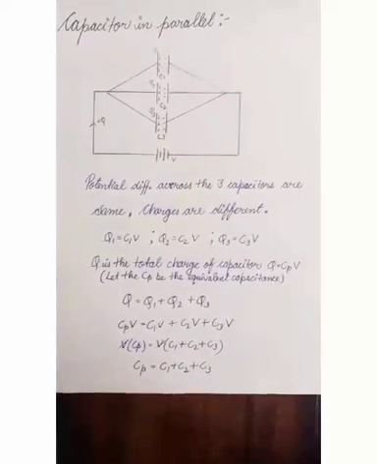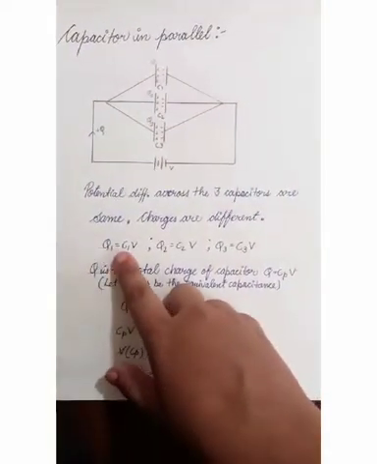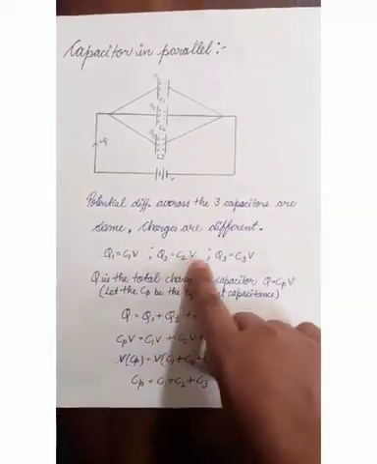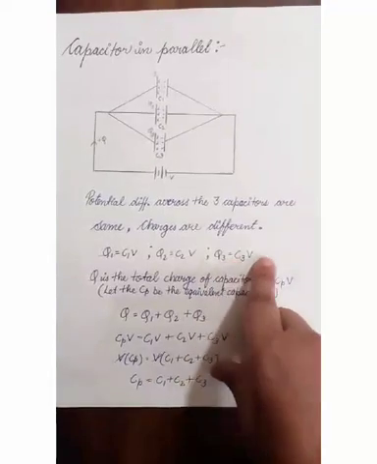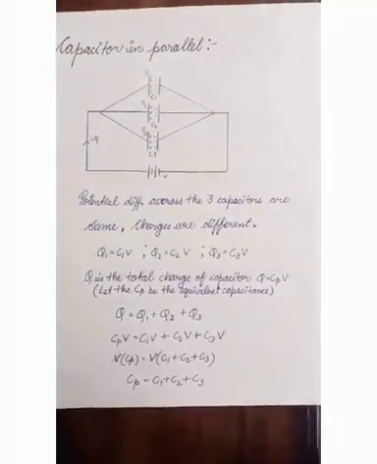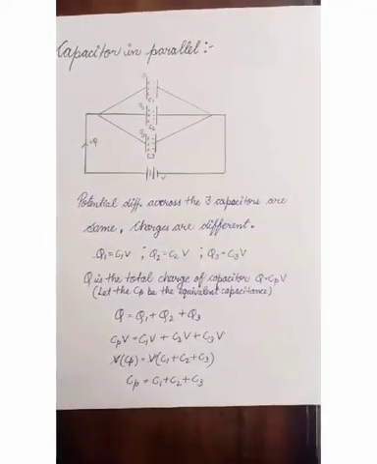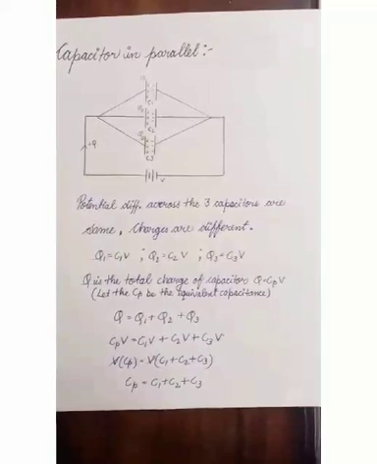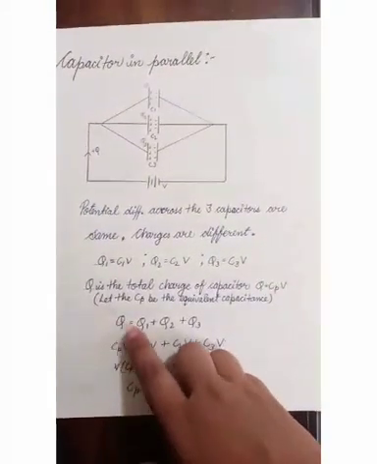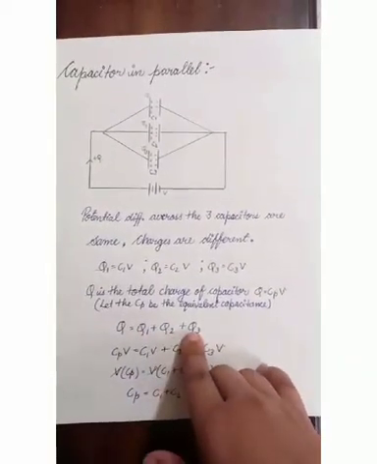Charges are different. So, for that Q1 equals C1V, Q2 equals C2V, Q3 equals C3V. Q is the total charge of the capacitors. Q equals CPV. Here, Cp is the equivalent capacitance. Now, we combine them both, like Q equals Q1 plus Q2 plus Q3.